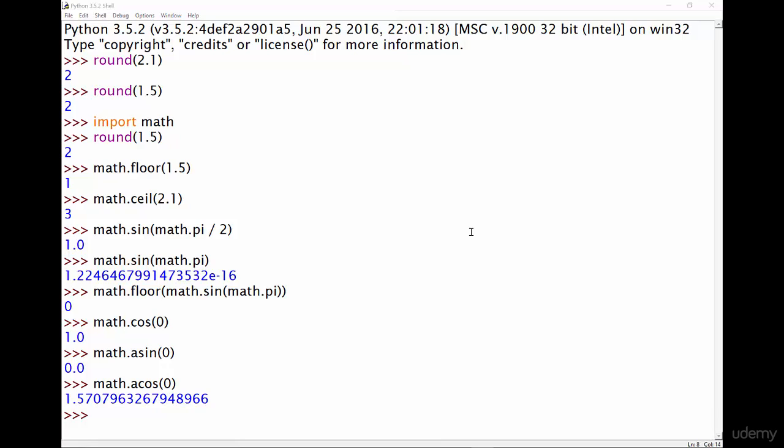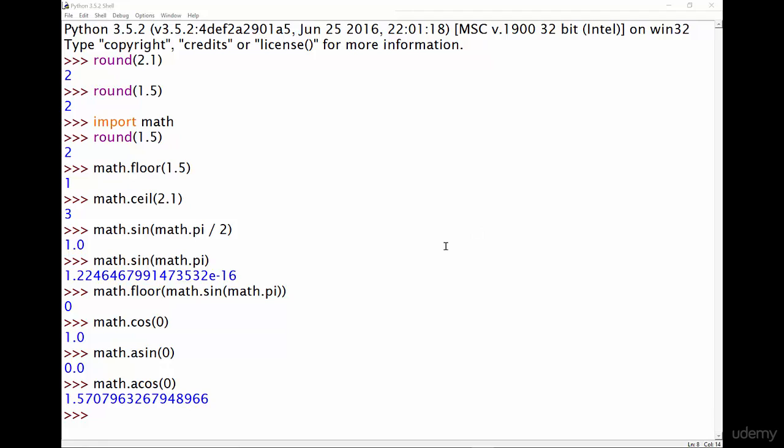We can also use the math library to find the hypotenuse of a right-angled triangle using the Pythagorean theorem. Now, as we know, for a right-angled triangle where A and B are the small sides and C is the hypotenuse, the long side, you can use the square root of A squared plus B squared. For a right-angled triangle with short sides of lengths 3 and 4, the hypotenuse is 5.